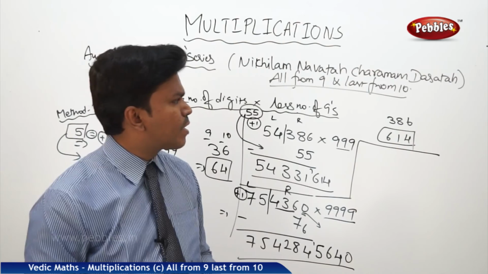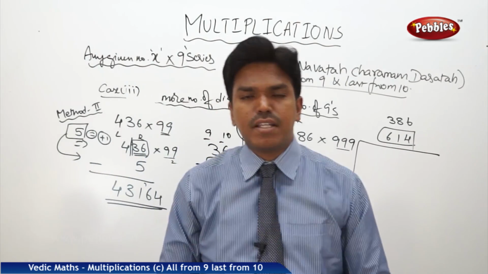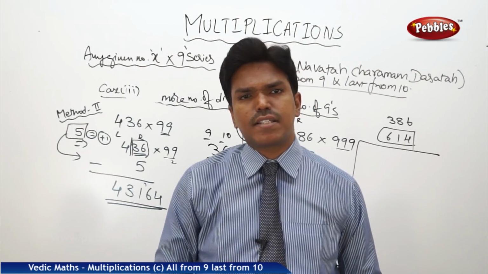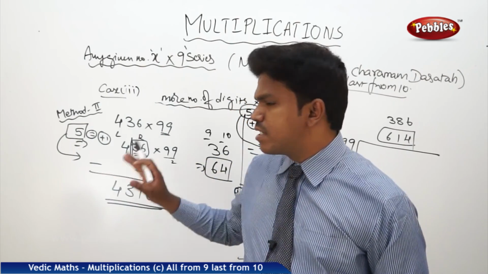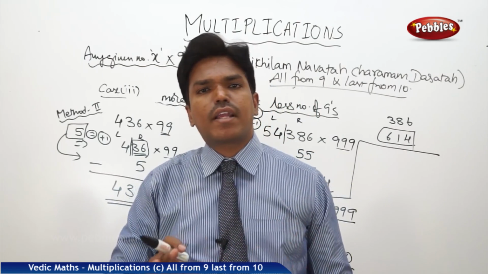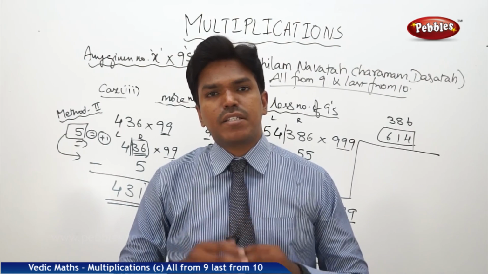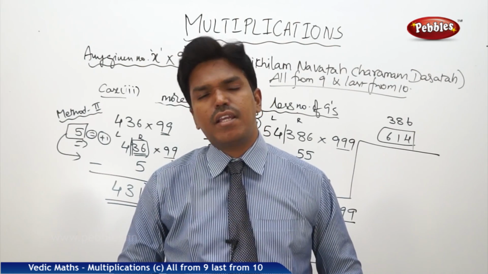Okay, so like this we can apply multiplication by series of nines in all the 3 cases. And I can say one thing, this last case, case 3, is applicable to all cases. So that's how multiplication by series of 9s can be easily learnt.